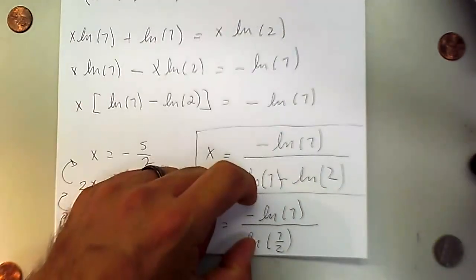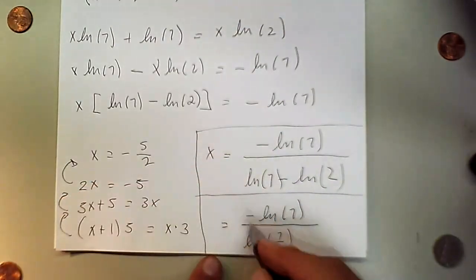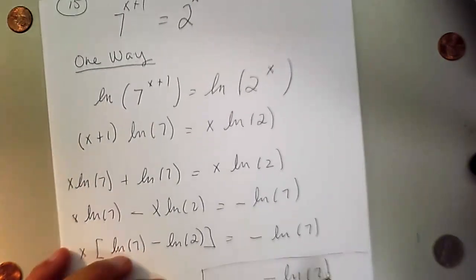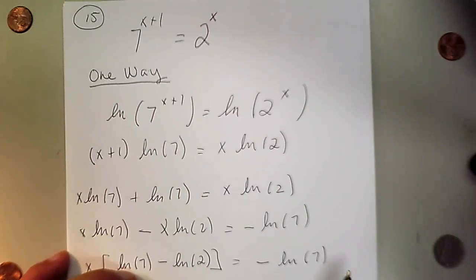And those two cannot be simplified. It's not like we can cancel the logarithms. That would be really, really bad to do. We cannot cancel the logarithms, because a logarithm is not something that we're multiplying by something else. It is a function that is being applied. Yeah, we got to be very, very careful.